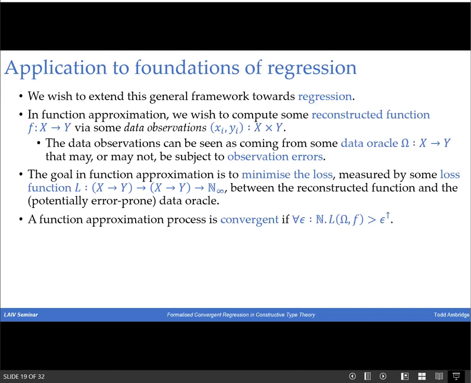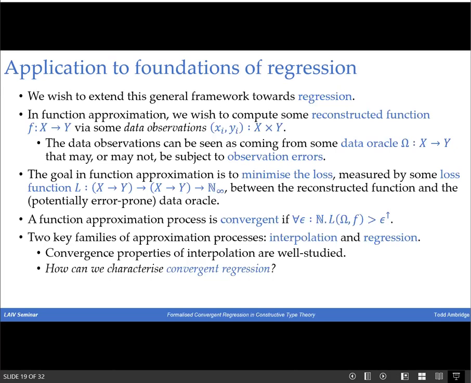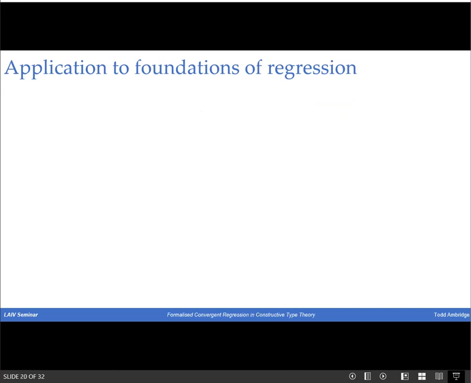So, we say a function approximation process is convergent if you can minimize the loss to any degree of precision between the original oracle and the reconstructed function. There are two key families of approximation processes: interpolation and regression. The convergence properties of interpolation are very well studied, and what we wanted to look at more were convergence properties for regression.